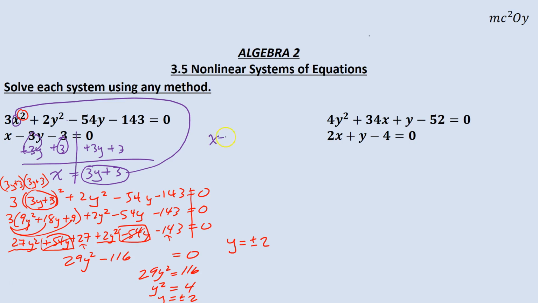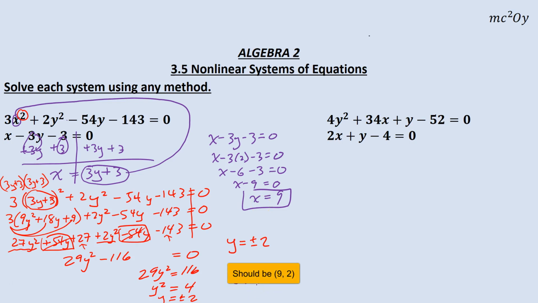So I'm going to look at x minus 3y minus 3 equals 0. I'm going to put in 2, so x minus 3 times 2 minus 3 equals 0. So that is x minus 6 minus 3, or x minus 9. Oops, I got thinking ahead. It's x minus 9 equals 0, so x equals 9. So when my input was 2, my output was 9. So I get the ordered pair 9, 2. There's one solution.